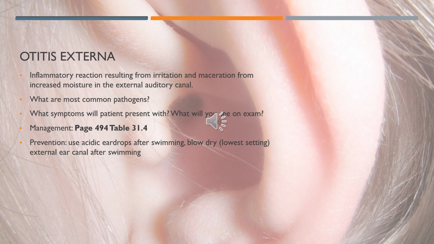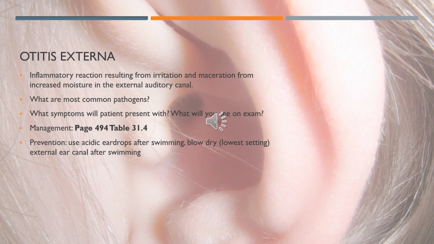What are the most common pathogens in otitis externa? Most commonly is Pseudomonas and staph, but you could also have strep, Aspergillus, Candida. You could have a mixed where it's got multiple bacteria in there. But it's important to know that the most common is going to be your Pseudomonas and staph.